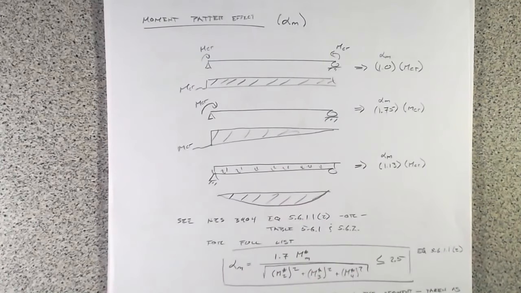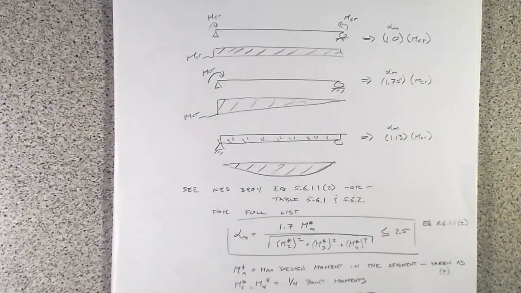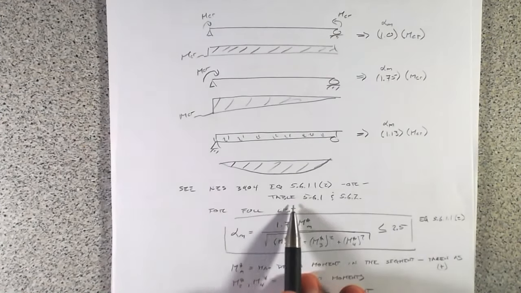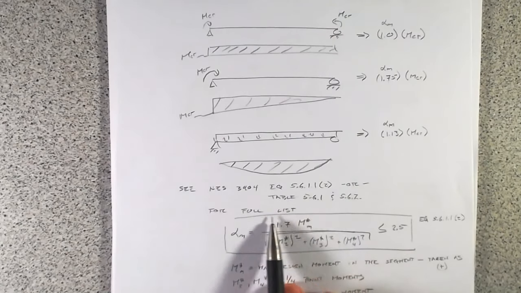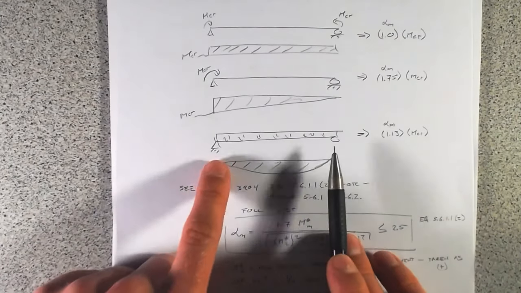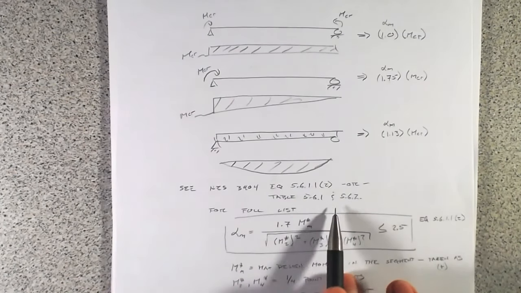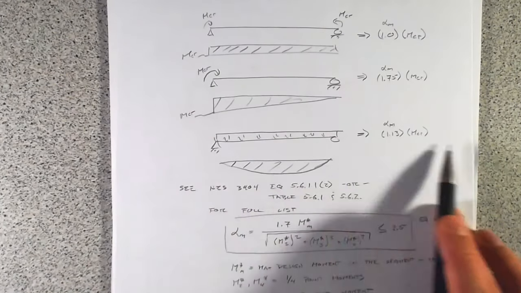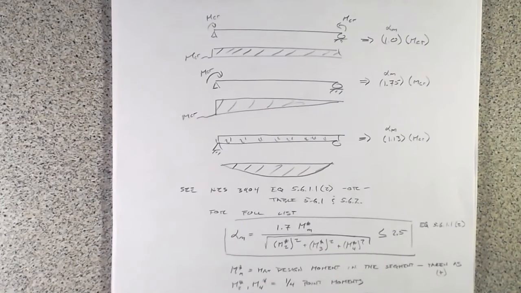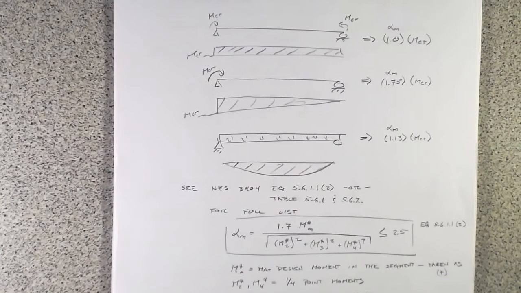You can see how they change based upon the load distribution. There's a full list of them in table 5.6.1, which I believe is for having both ends of the segment supported. Table 5.6.2 is where one end is supported and the other end is free to move, sort of like a cantilever.